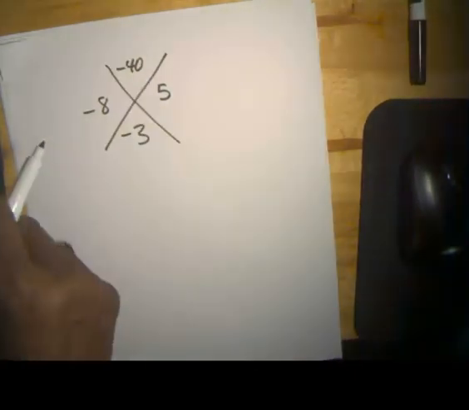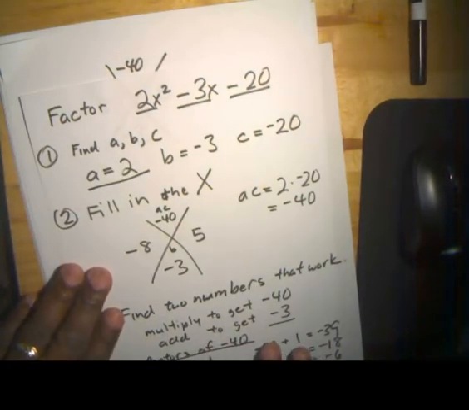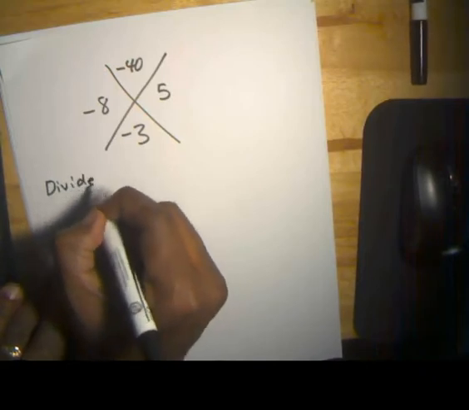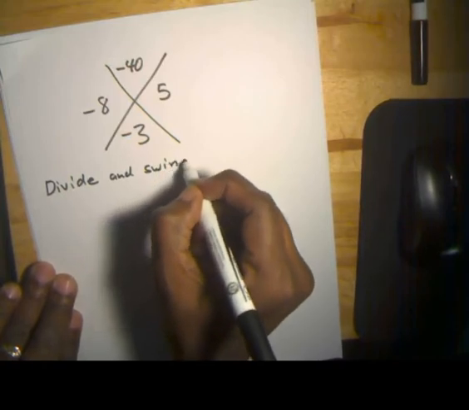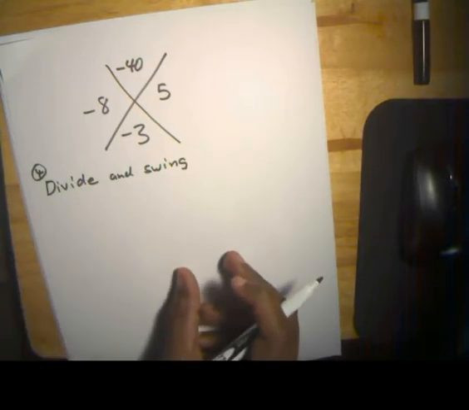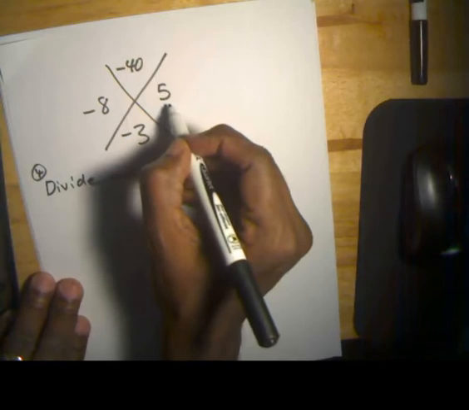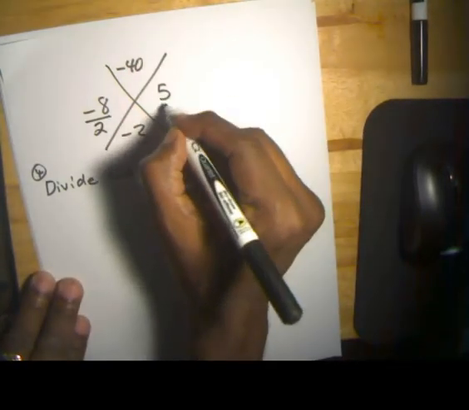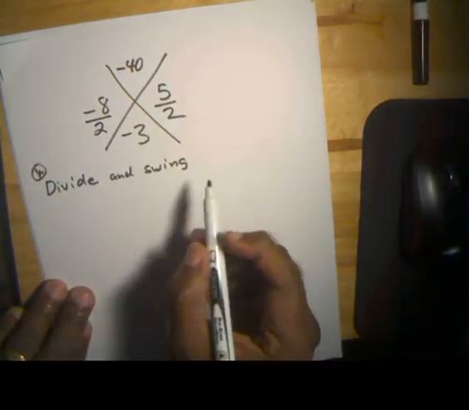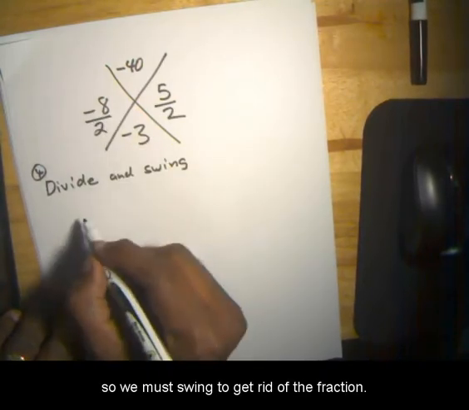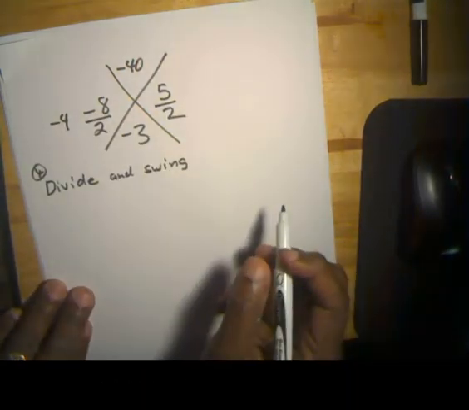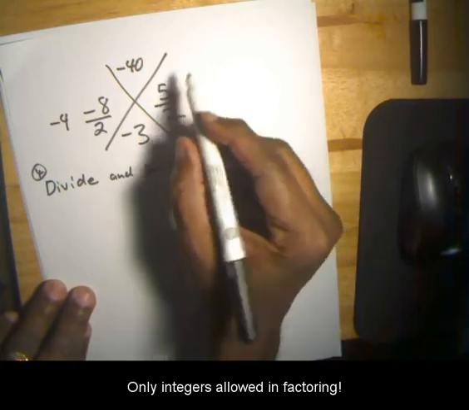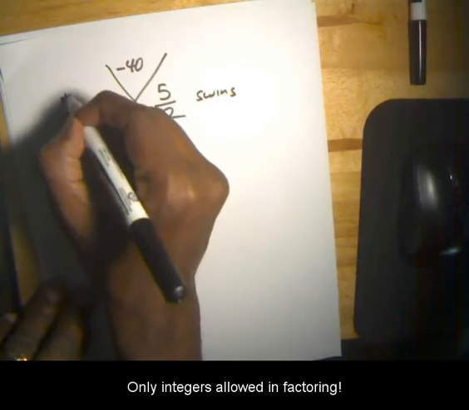Now, remember that A is equal to 2. So we have a new step in here called divide and swing. That's going to be our fourth step. What we have to do is divide this negative 8 and this 5 by A. So since A is equal to 2, I'm going to divide the negative 8 by 2 and the 5 by 2. That's the divide part. If we divide negative 8 by 2, that's going to give us a negative 4 right here. If we divide 5 by 2, we're just going to get 5 halves, because that's just going to turn into a decimal.